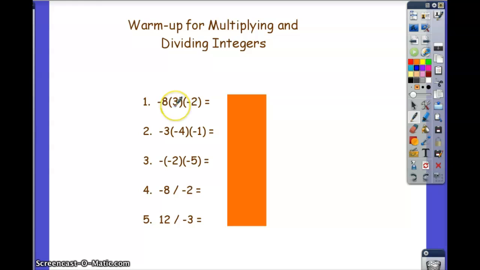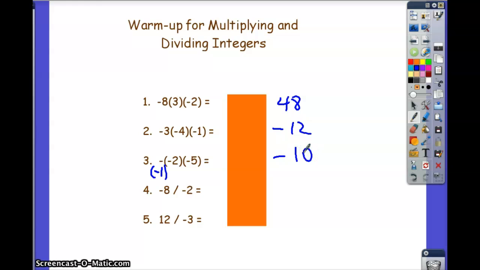And 8 times 3 is 24, times 2 is 48, positive 48. Here you've got 3 negatives, so that's odd, so your answer is going to be negative. 3 times 4 is 12, times 1 is 12. Here, this is the same as multiplying by negative 1 at the first. So again, you have 3 negatives, so your answer is negative. And 1 times 2 is 2, times 5 is 10.